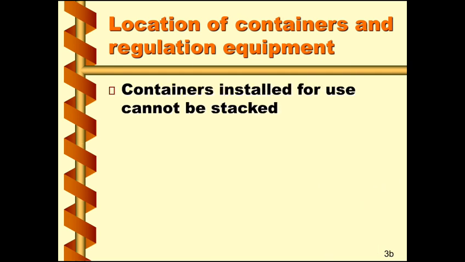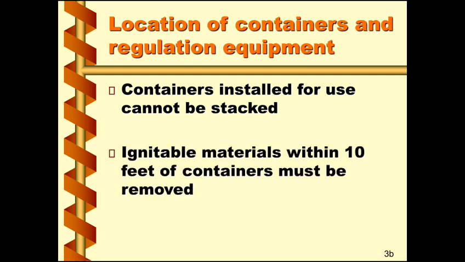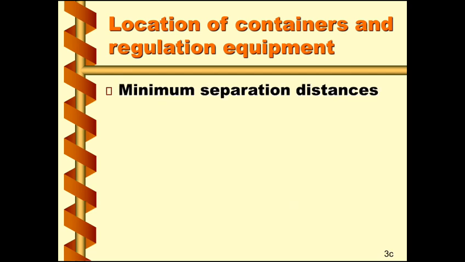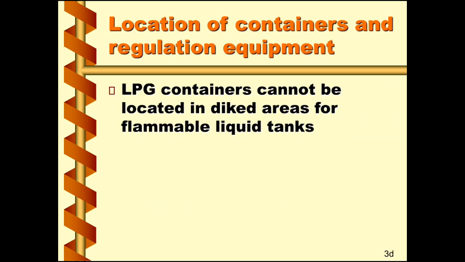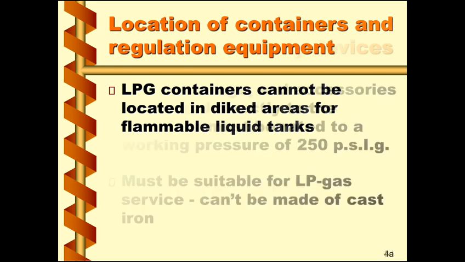Containers installed for use cannot be stacked. That means we cannot arrange the cylinders side by side; suitable space should be maintained. Ignitable materials within 10 feet of the container must be removed. Ignitable materials or fire sources should be removed from the storage area, and minimum separation distance should be maintained. And we have to use dikes, diversion curbs, and grading to prevent the accumulation of flammable liquids. LPG containers cannot be located in diked areas or in flammable liquid tanks.